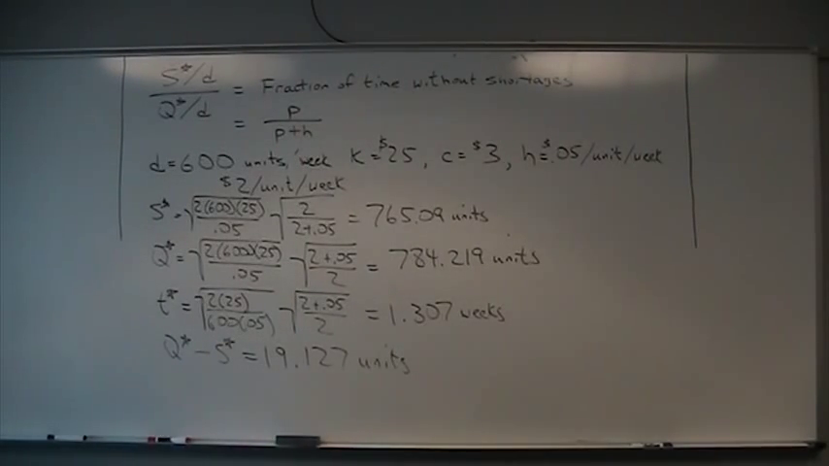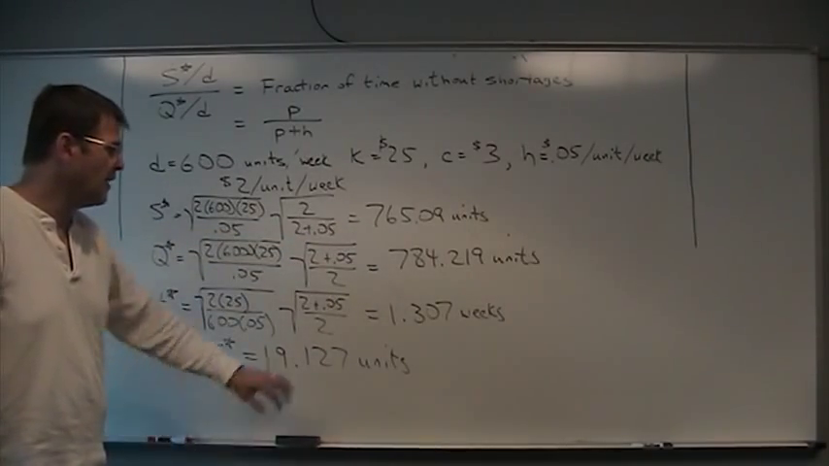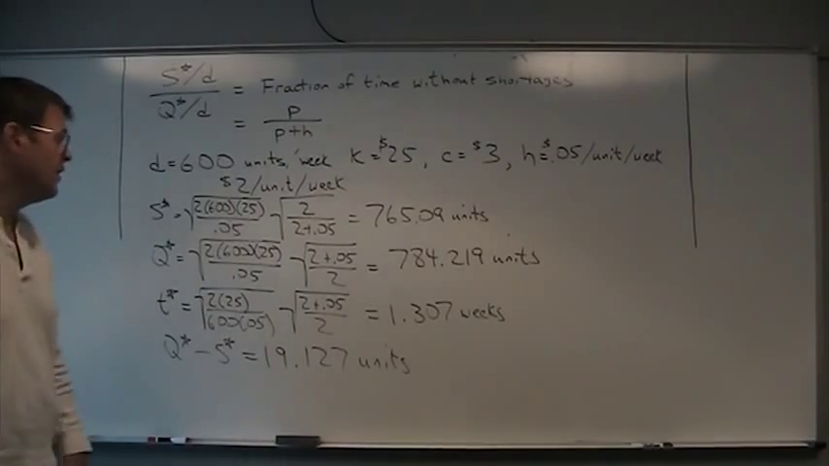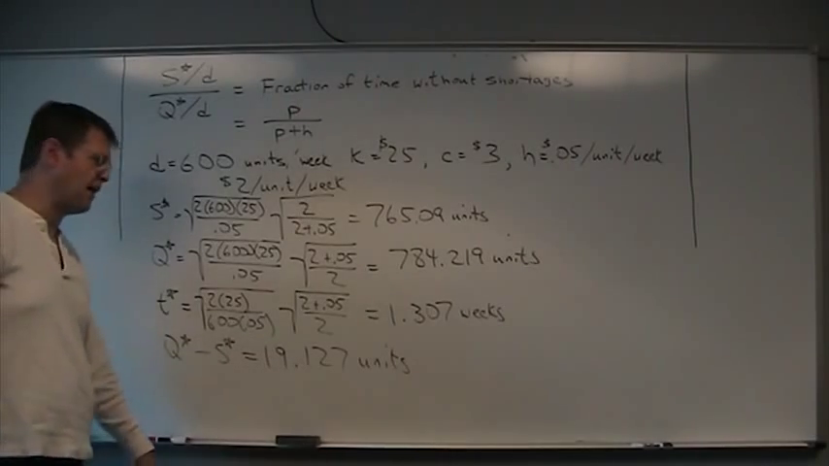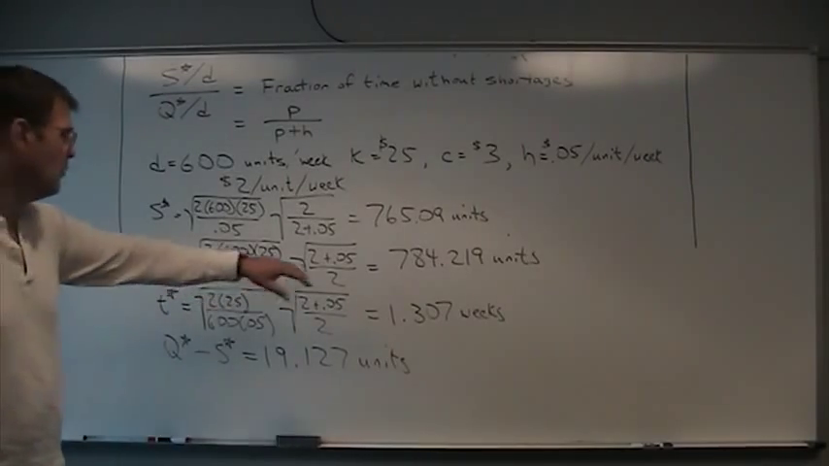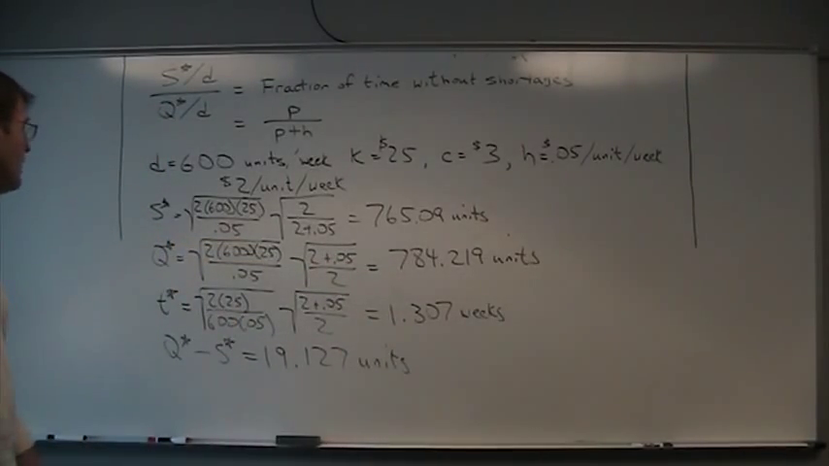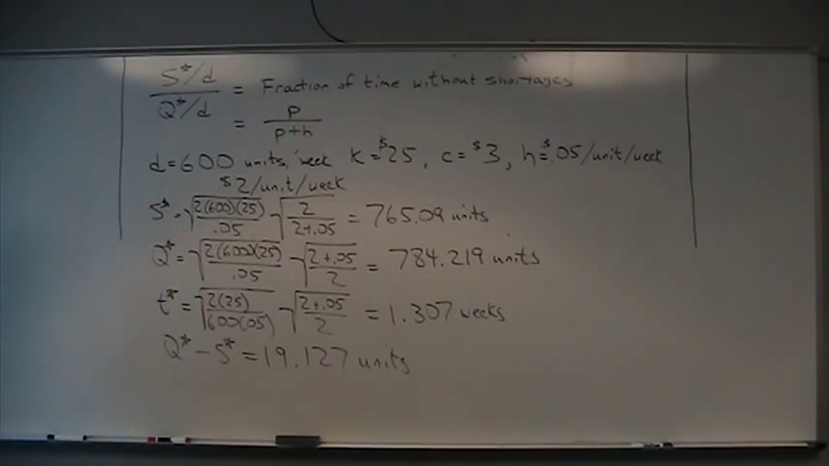Like I said before, if the units are not divisible and we have to work with integer orders, we're going to use standard rounding rules here. So we would end up with 765, 784. Turns out that with the rounding, Q star minus S star still works out to be 19. Our T star would change ever so slightly here because you would have to take our Q star, which would be 784, and divide by our demand, which is 600, and so T star would go up ever so slightly.